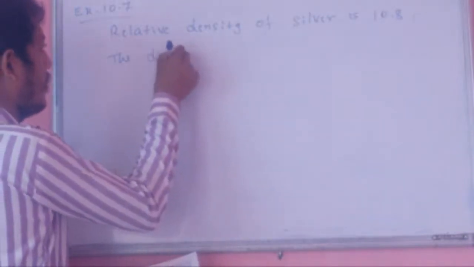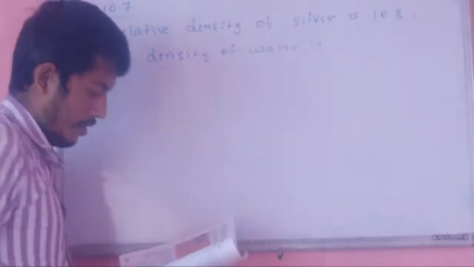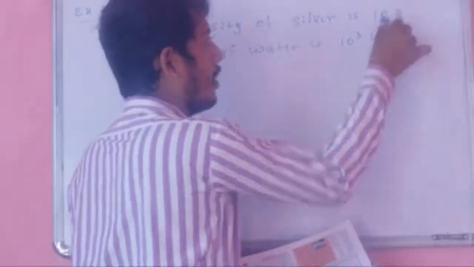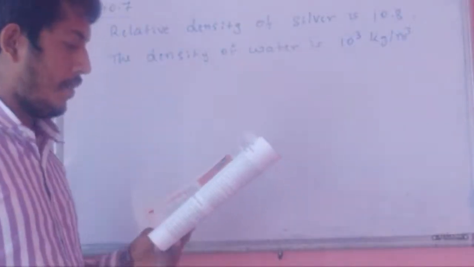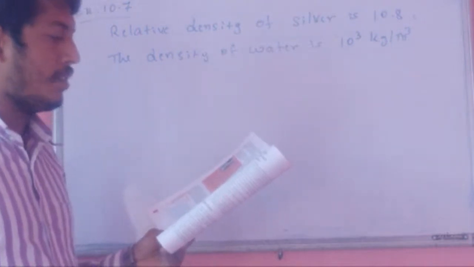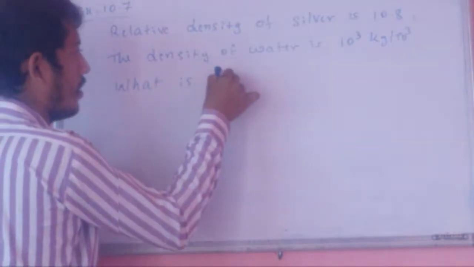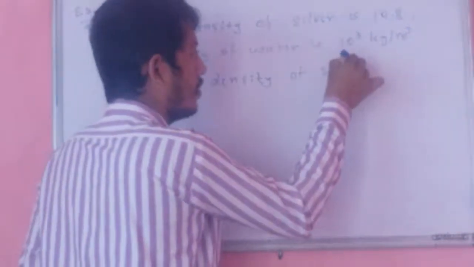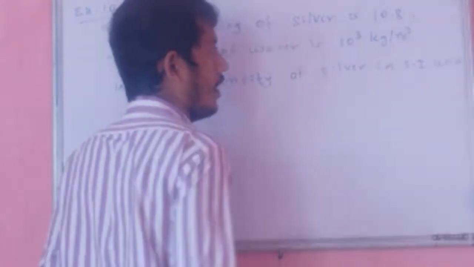The density of water is 10 raised to 3 kg per meter cube. 10 raised to 3 means 1000. Okay, in front of 1 we have to put 3 zeros. It becomes 1000 kg per meter cube. What is the density of silver in SI unit?